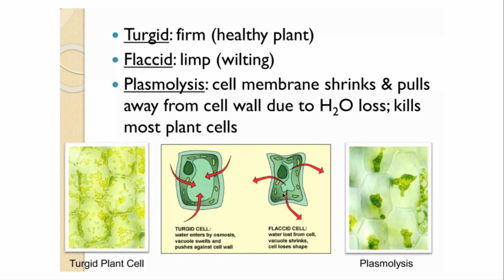But if I place that cell in a solution that is hypertonic, water is going to escape out. But remember, nothing is going to happen to the cell wall because the cell wall is sturdy and it's not going to change shape, but the cell membrane is semi-permeable. So water is going to escape. In that process, the cell membrane is going to be pulled off the cell wall, and that is called plasmolysis. Here's a picture of how a plasmolyzed cell looks, and these cells usually die.